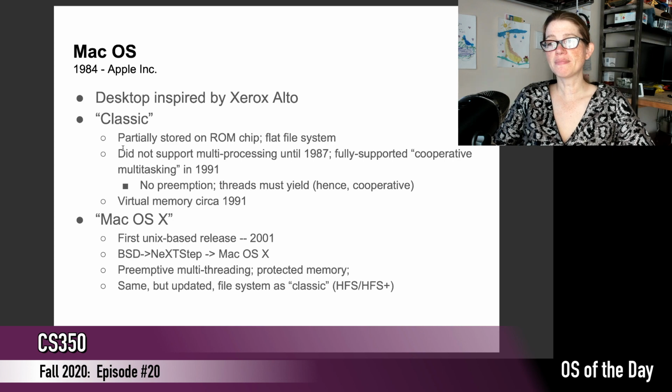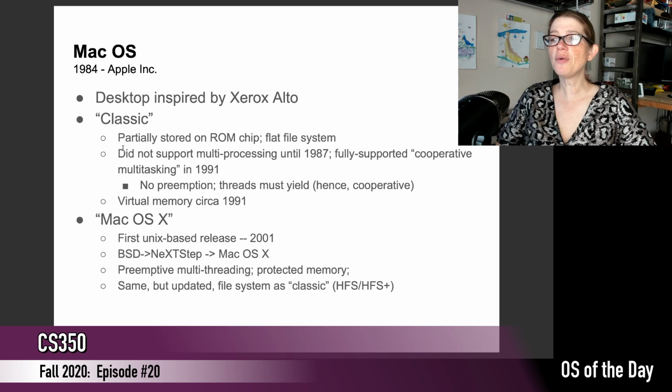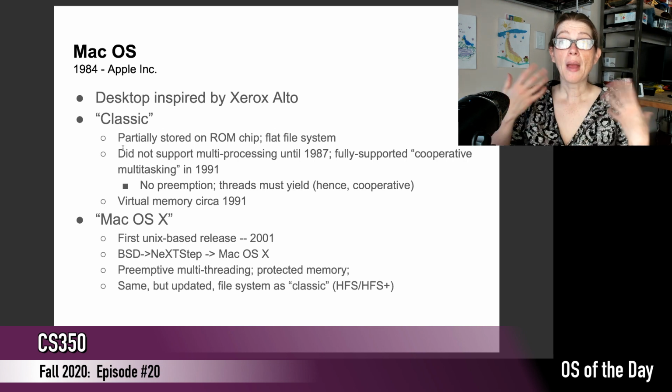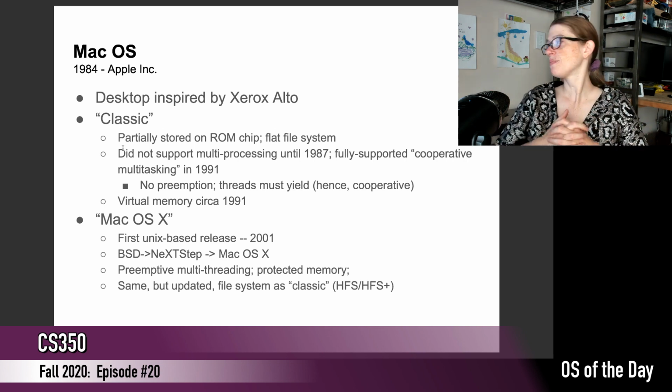But Mac OS, Apple, they decided that they wouldn't even support cooperative multitasking completely until 1991. Now, if you remember, cooperative concurrency means that there's no preemption actually happening. And in order for a context switch to happen, it has to be because a thread yields, or because a thread terminates, or because a thread blocks. And so that's why we call it cooperative, because if you actually want threads to have a context switch, they have to do it on purpose.